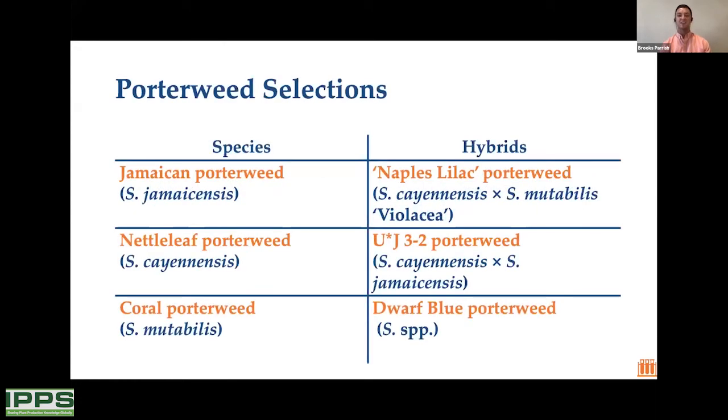For this study, we used Jamaican, nettle leaf, coral, and Naples lilac porterweed from the previous study. We added 1 cultivar, dwarf blue porterweed. It was a porterweed that we found at a local nursery near Gainesville, and it was quite popular with a lot of customers. So we wanted to add that to our study as well. And then we also generated that hybrid between nettle leaf, the invasive, and Jamaican, our native porterweed, in the greenhouse through manual pollinations for analysis. And in our study, we denote this cross as U*J3-2. Our plants were maintained in 1-gallon pots with a general use potting media, and we propagated all the accessions through stem cuttings.